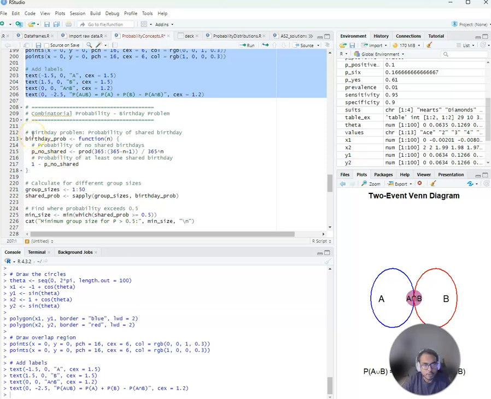Then we have the birthday problem, the probability that you share a birthday with at least one person. So the math is there. This is the code for that. I'm going to skip the math part, but I would encourage you to go back to the slides and see what the math is there to try and link that with this.